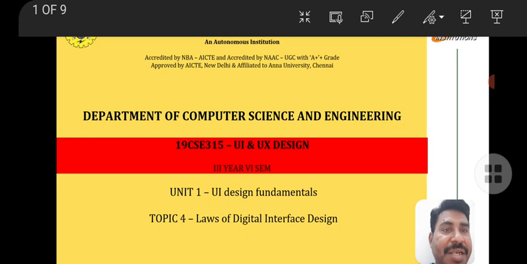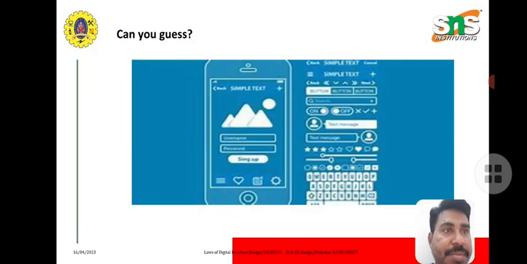In that, we are discussing the first unit, user interface design fundamentals. In these fundamentals, we are going to see what the principles and laws of digital interface design are. We should take care and follow them while we are handling digital interface design. So let us get into the topics.